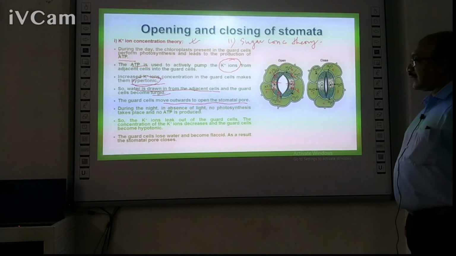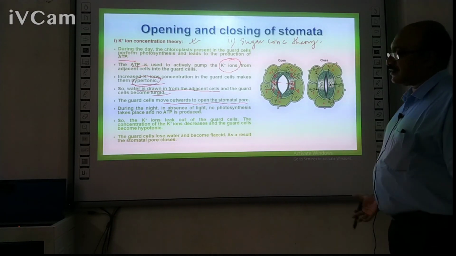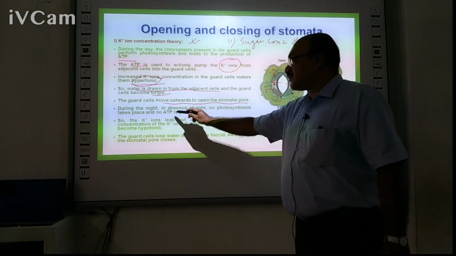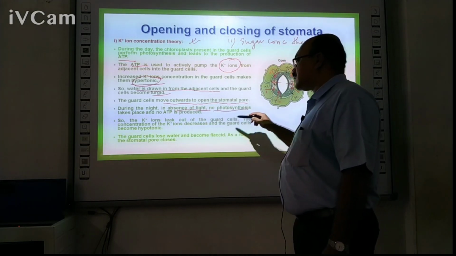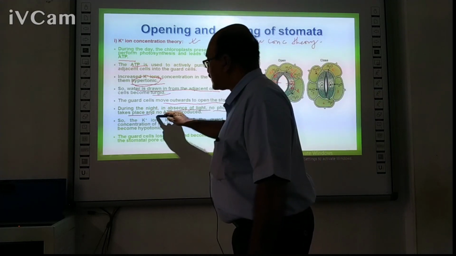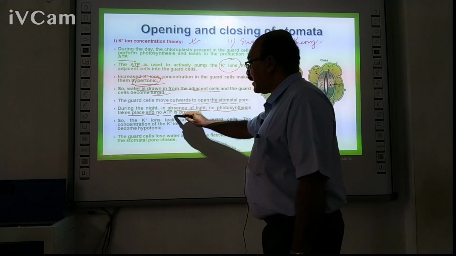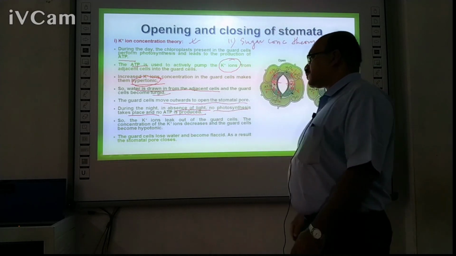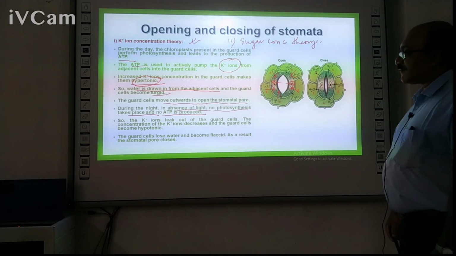And at night, when the sun goes down, there is no more light. Light is not present. In the absence of light, no photosynthesis will be able to take place. As no photosynthesis can take place, no ATP is produced. So, as there is no ATP, what happens?